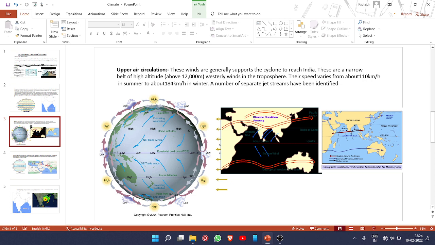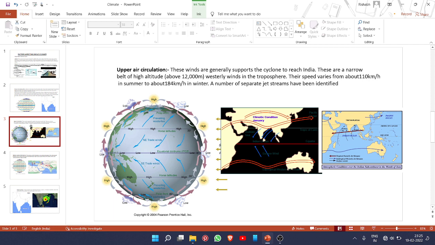Next point is upper air circulation. Upper air circulation. Could someone tell me, can any cold wind blow up above? The cold winds are heavy and they generally blow near the earth's surface. So the wind blowing near the earth's surface, the easterly, the westerly, whatever we read about the wind, all these winds are blowing near the earth's surface.